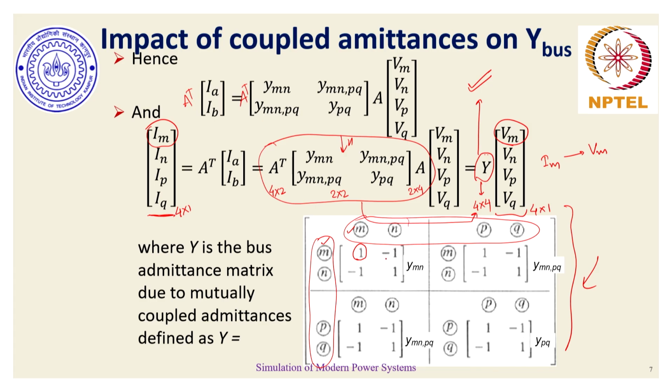The second term is M comma N. Why? Because the first row pertains to current information, so Im remains the same. The second column now pertains to voltage Vn, and hence we have the label M comma N. So, identifying these row and column labels goes a long way in properly considering the effect of mutual coupling admittances in evaluation of this Y bus matrix.